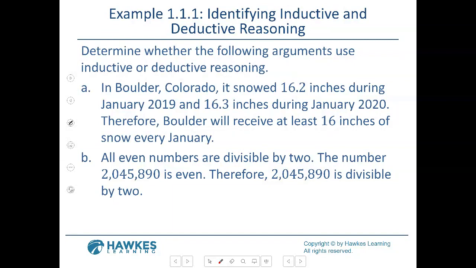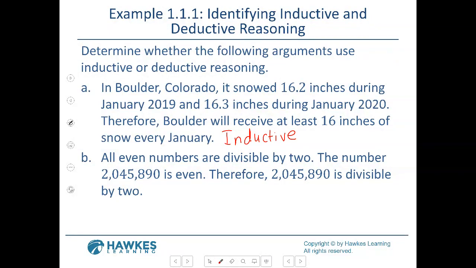In Boulder, Colorado, it snowed 16.2 inches during January 2019 and 16.3 inches during January 2020. Therefore, Boulder will receive at least 16 inches of snow every January. Would this be inductive or deductive? This would be inductive because you have these specific examples that lead to your reasoning. So this is an example of inductive.